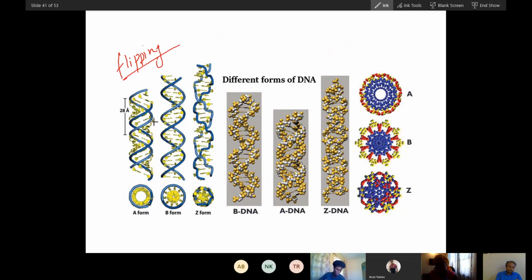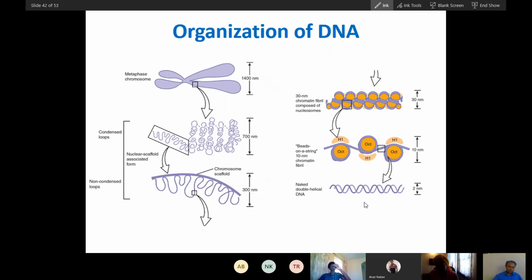This base flipping is very less in the B form. Base flipping you will see very high in the Z form and A form. So you can compare this. This is A form, Z form, B form. So these are the pictures.